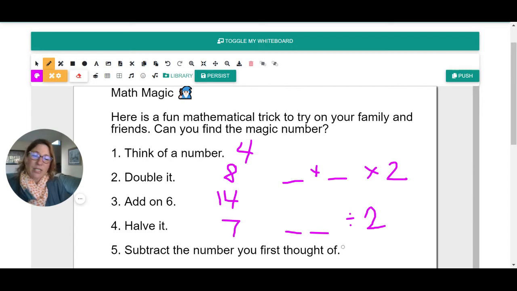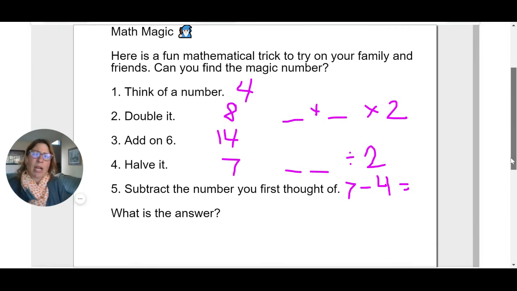I take this answer 7 and I subtract the number that I first thought of, 7 minus 4. What's the answer to a subtraction problem? It's always called the difference. So the difference is 3.